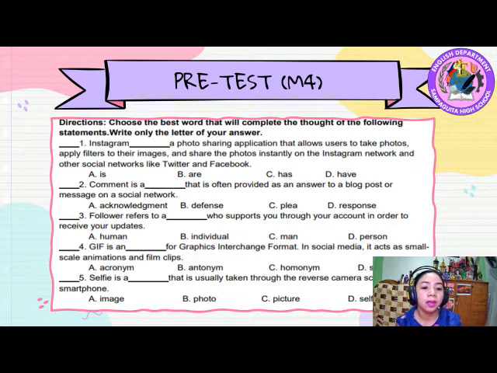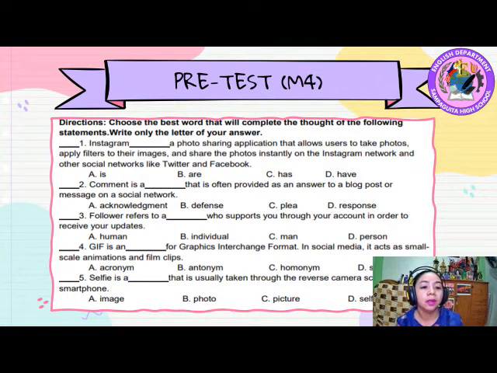Number 2. Comment is a blank that is often provided as an answer to a blog post or message on a social network. A. Acknowledgement, B. Defense, C. Plea, D. Response. So what is your answer? If your answer is letter D, Response, that is the correct answer.